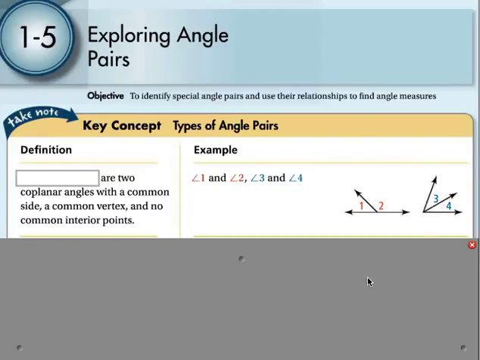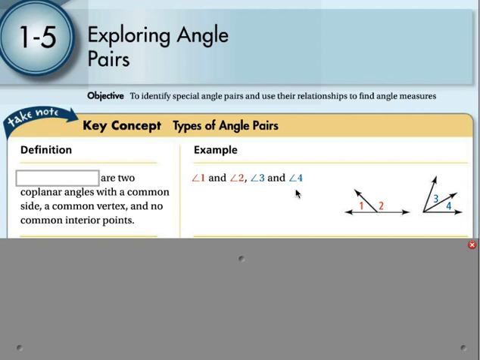Well, welcome back. Today we're going to explore some angles a little more in detail, and we're going to talk about specific types of angles. So our objective today is to identify special angle pairs and use their relationships to find some angle measures. So to start off with, we are going to look at some angle pairs.